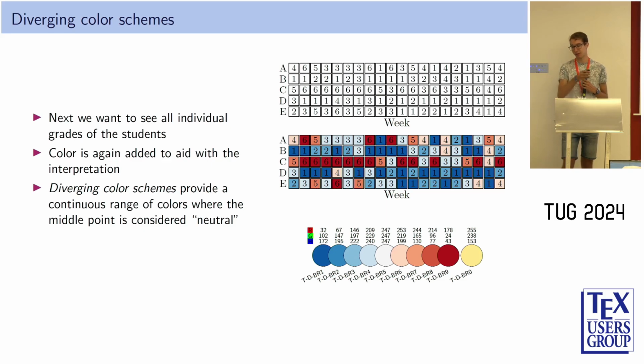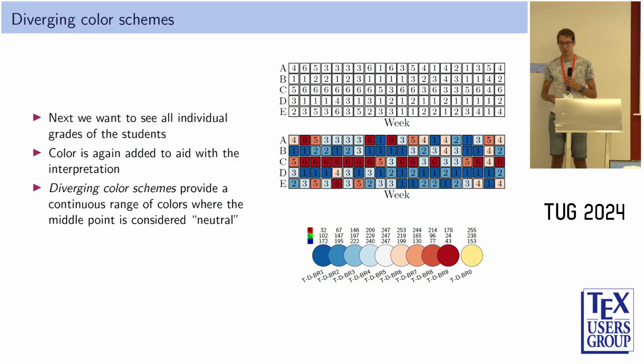So we put the colors on a continuous range, and now the important part is in the middle we have a more or less neutral color, because in this grading scheme, a 3 or a 4 is considered a pretty neutral grade, and that is reflected by our color scheme. So in the middle we have neutral, and towards both ends we have more extreme grades, on one side good grades, on the other bad grades.